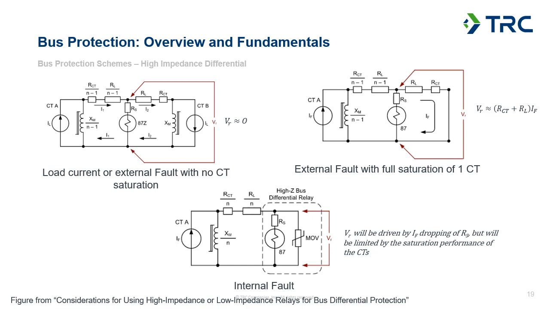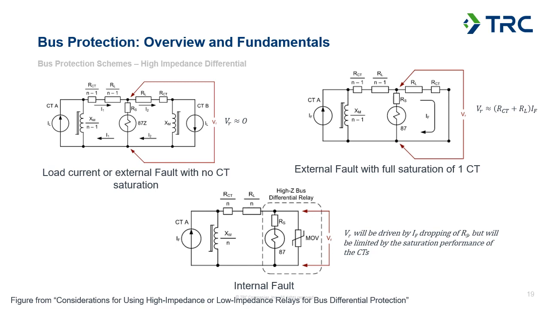If we move to the right and consider an external fault with full saturation of the CT, this is the worst case: the CT has fully saturated and one of the CTs from your summation point is putting out 0 amps of current. So even though it's seeing a primary quantity, it's saturated to the point it's not putting out any current at all, which is probably unrealistic. Generally, even with CT saturation, you'll still be getting some amount of current out of your CT, even if it is reduced based on the saturation performance.